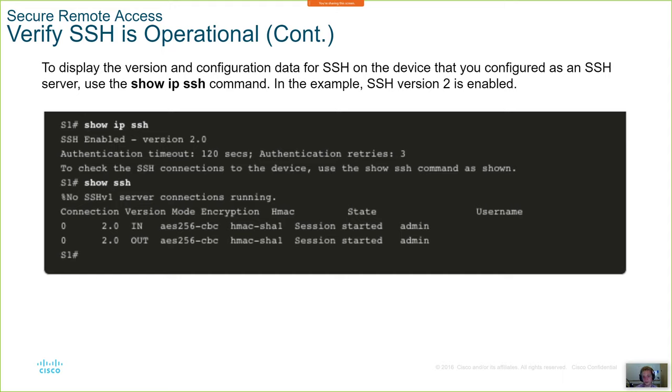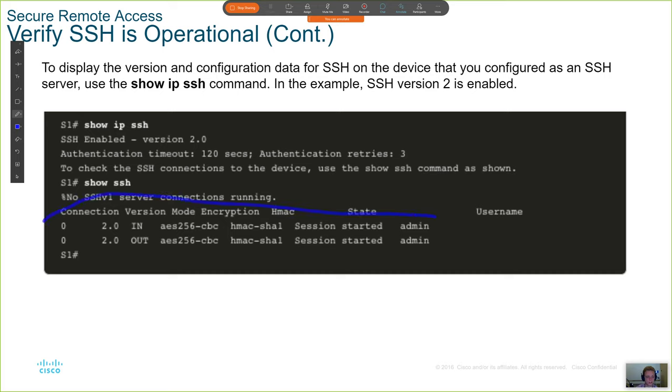So we can also, in the command line, show IP SSH. SSH is enabled, and we can see what version we have. And we can see, hey, are there connections currently established here? These are currently established connections. We can see admin is connected twice. And this is why we have terminal lines 0 through 15, right? It gives us 16 total lines. And so we can have multiple people logging in at the same time.